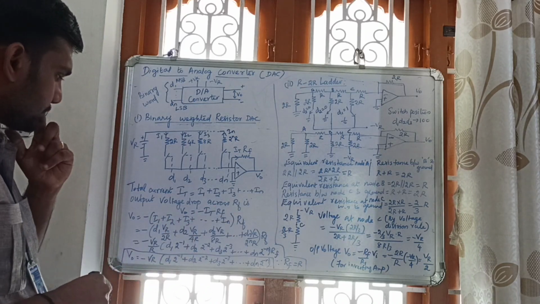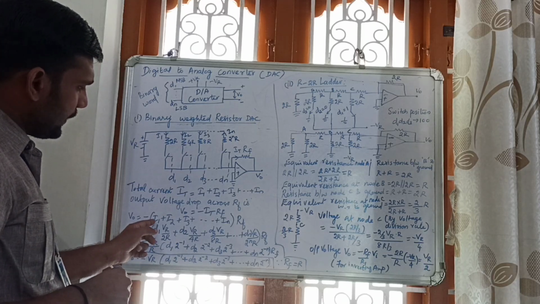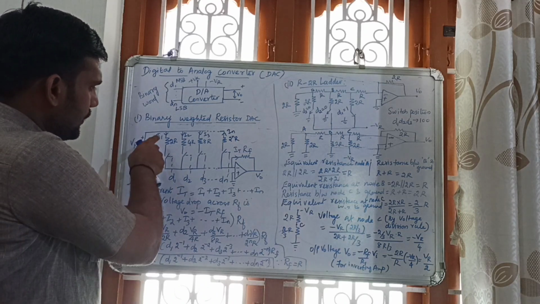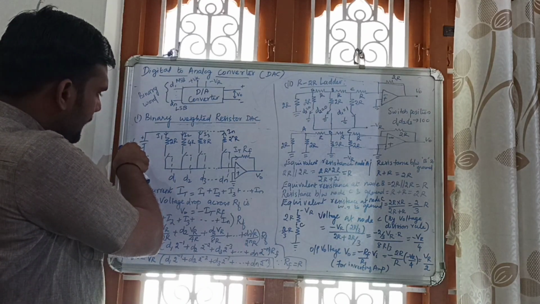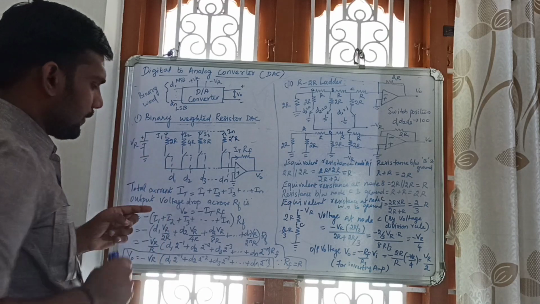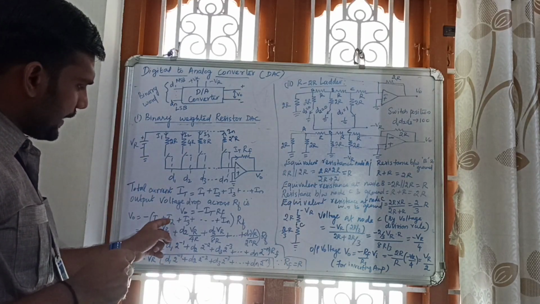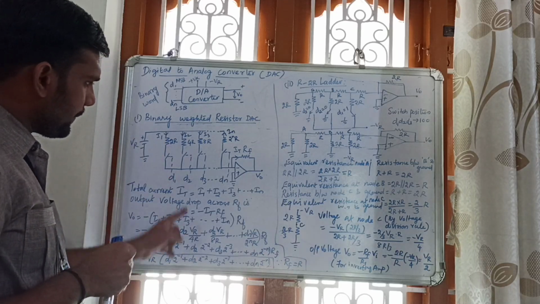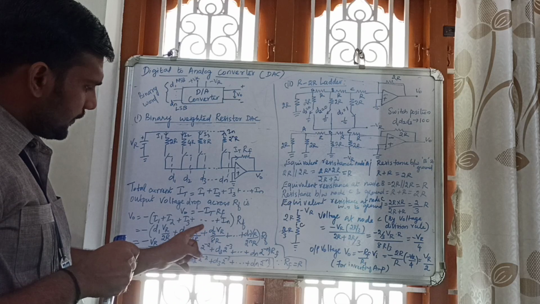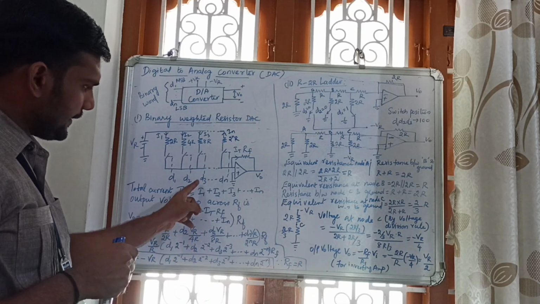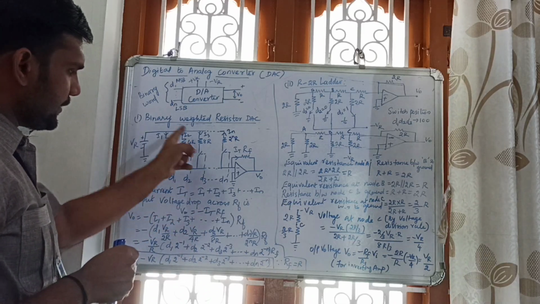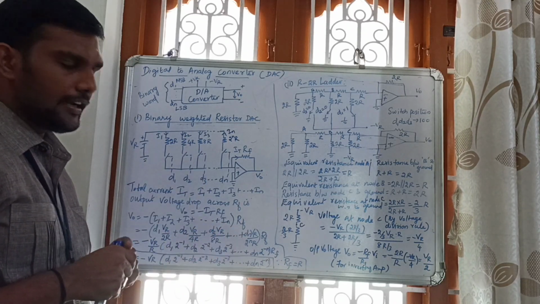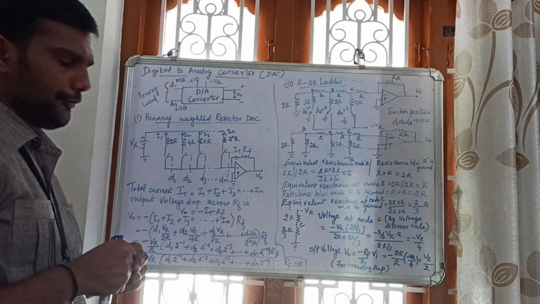Then what is I1? I1 is nothing but D1 into VR divided by 2R, that is, D1 into the reference voltage VR divided by 2R. Then plus I2. What is I2? D2 into the reference voltage VR divided by 4R. Then plus I3, which is D3 into the reference voltage VR divided by 8R. So plus etc. up to Dn VR divided by 2^n R, into RF.